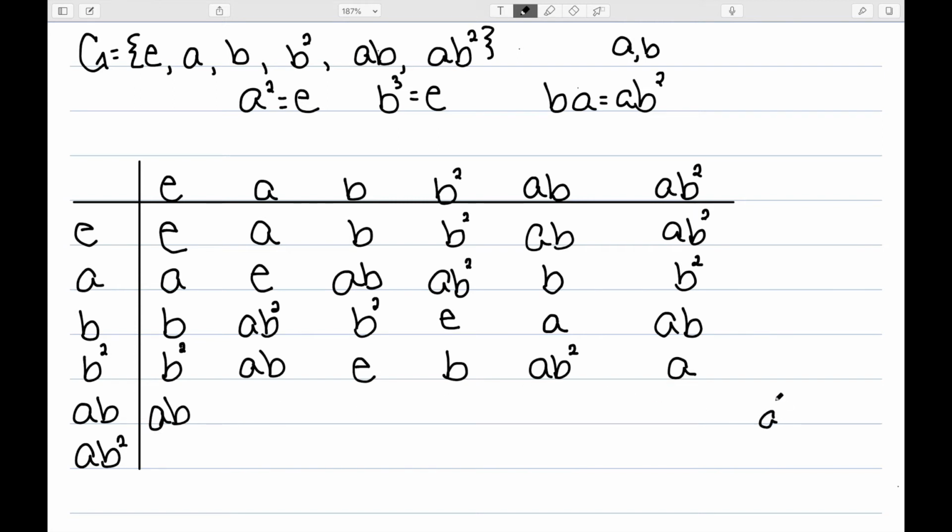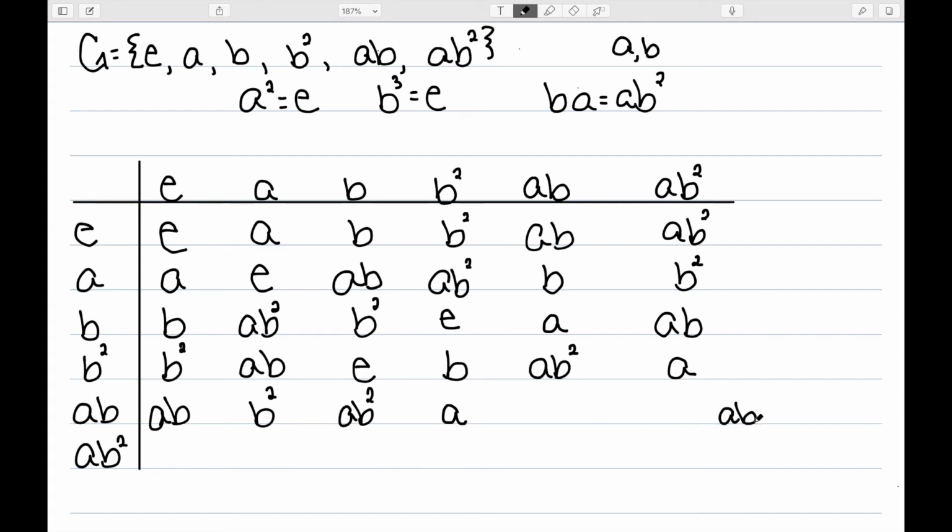The next one would be ABA. Well, we know BA would switch to AB squared. A squared is the identity, so I'm left with just a B squared. AB times B will be AB squared. AB times B squared, well then I have AB cubed, which is the same thing as A.